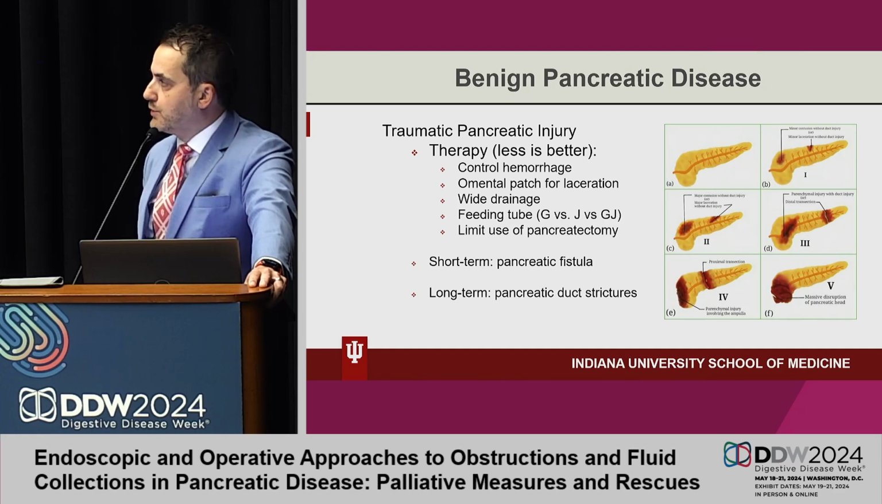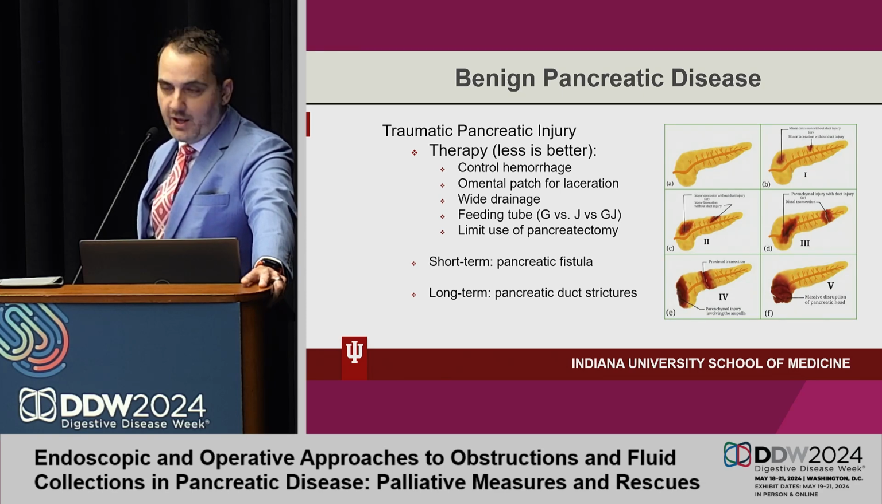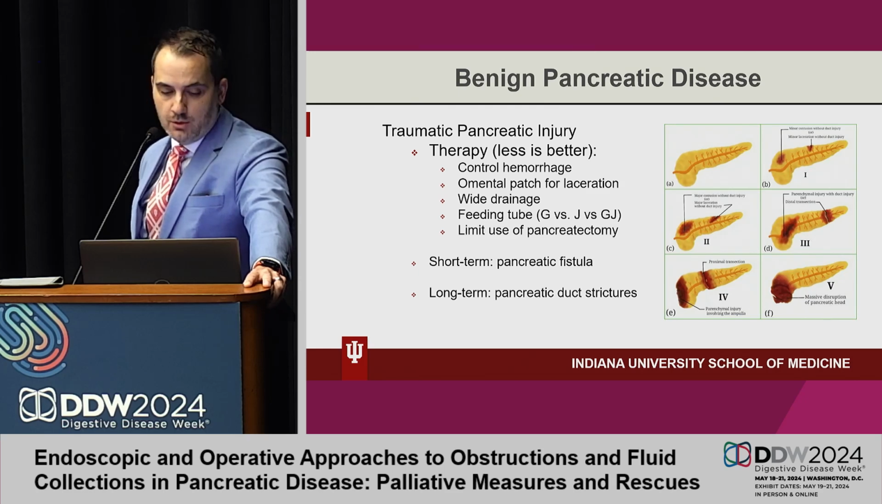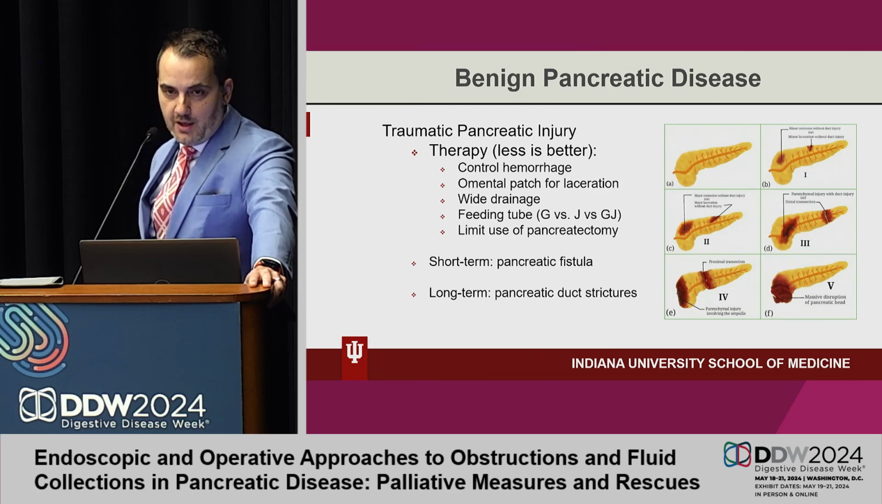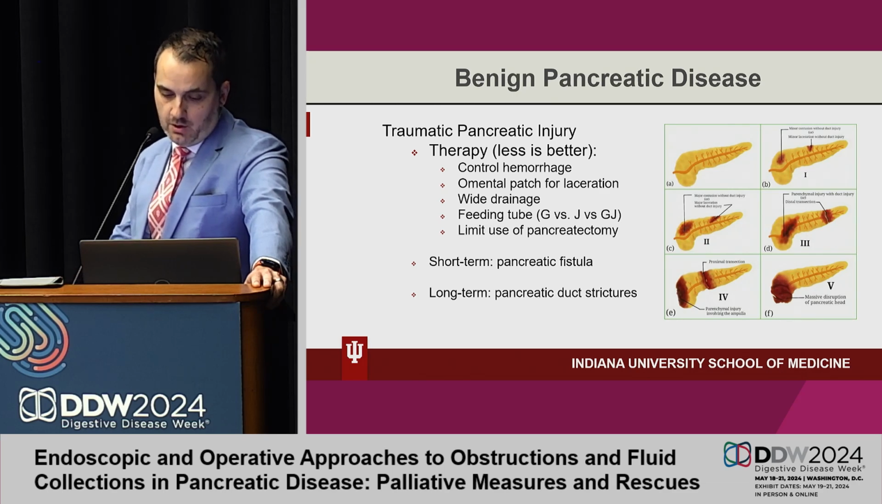I think most pancreatic surgeons have done traumatic pancreatic resections for various reasons. Everyone has a story where it's gone well, but everyone has a story where it's not gone well. And so we really try to limit it. The expectations for these patients are you should assume they're going to get a pancreatic fistula short term, and then look actively for pancreatic duct strictures in the long term.